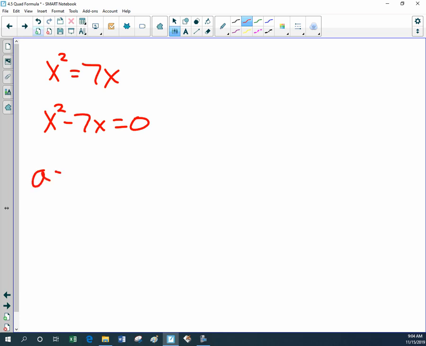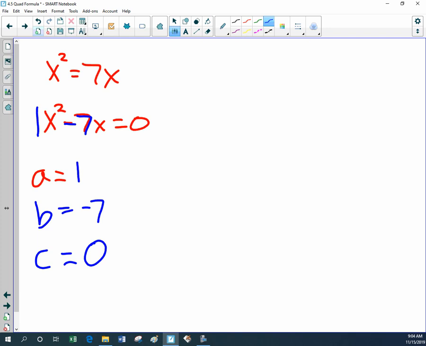Okay, so now A is 1. B is -7. And there isn't a C, so if there's not a C, that means C is 0. Okay, so on those first 4 problems, that's what you're doing. Then the rest of the front page we're solving using quadratic formula.